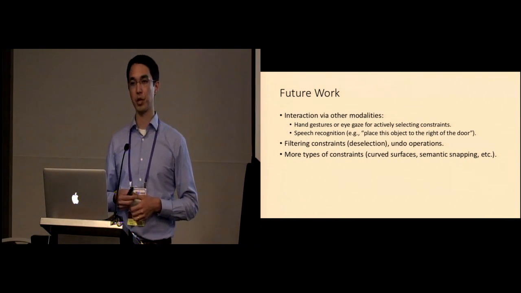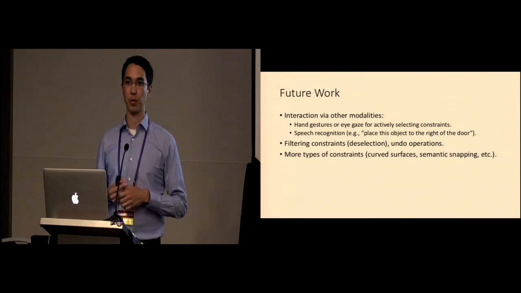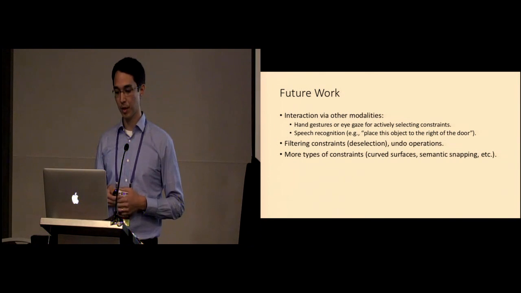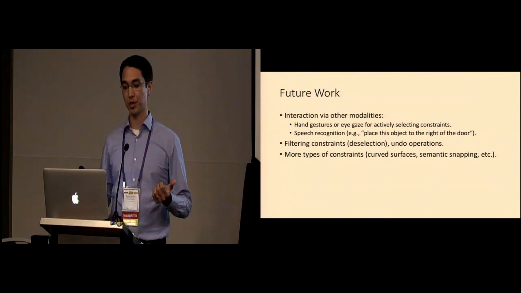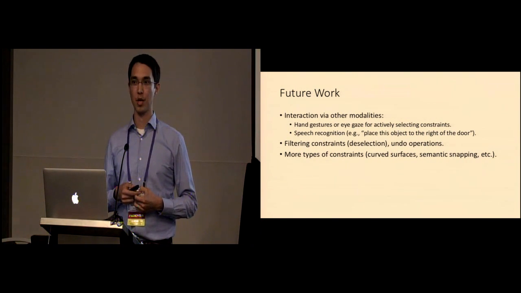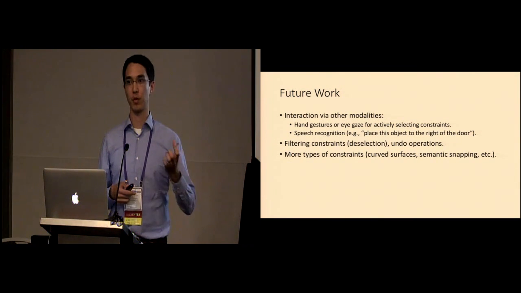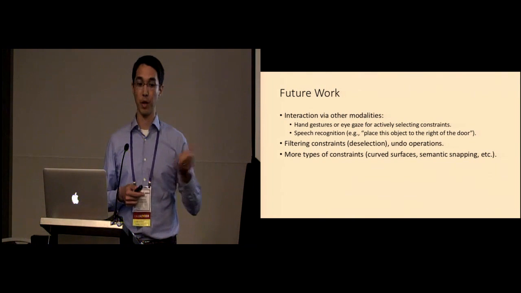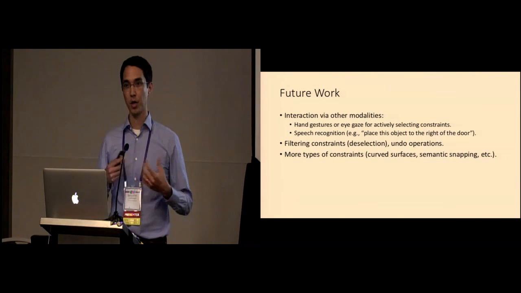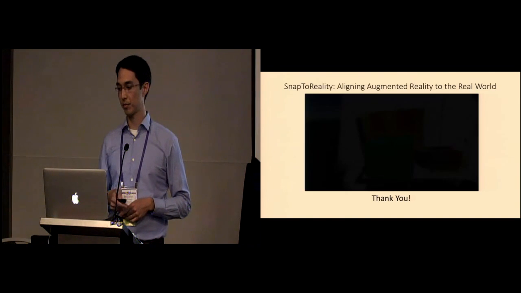Also filtering constraints. If you're snapping to a constraint that's behind you, you might not want that. So we need to consider what are other ways to deselect or undo different types of constraints. And again, there's more types of constraints out there. There's curved surfaces, semantic snapping. One example of semantic snapping is, say you have a recipes app, like in the first example. Your recipes app might want to be favored to be placed on the kitchen cabinet rather than on your fireplace, for example. So thinking about ways to bring semantics instead of just simple geometric snapping into augmented reality.